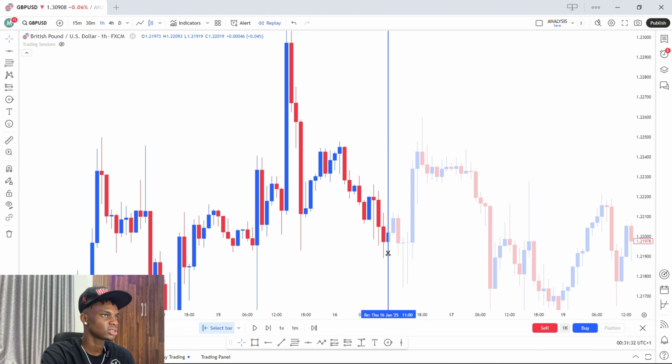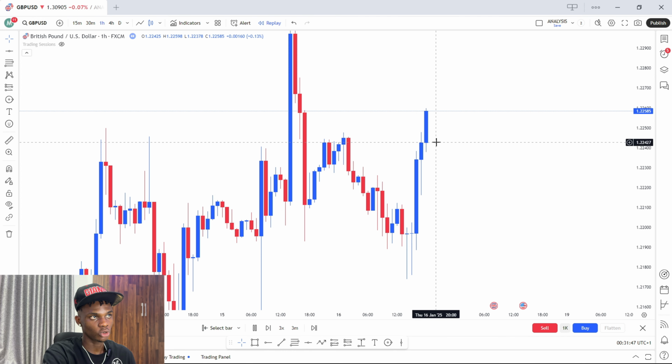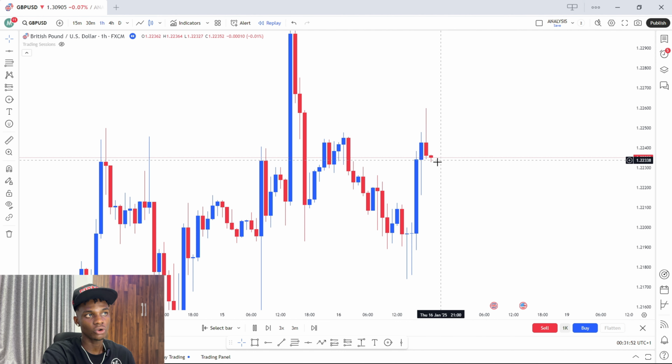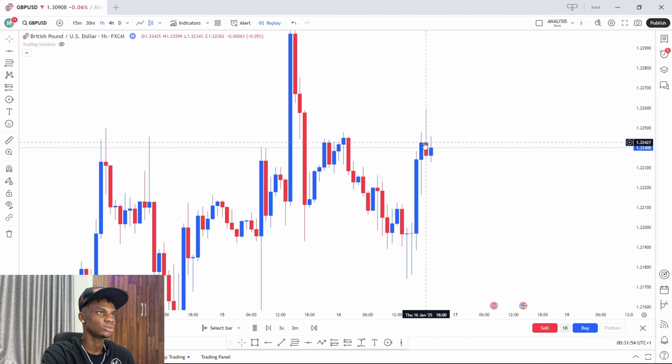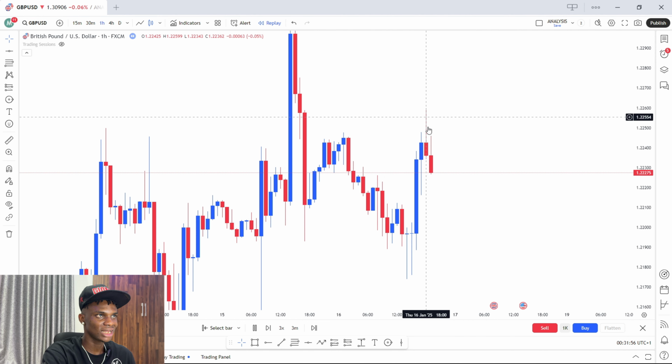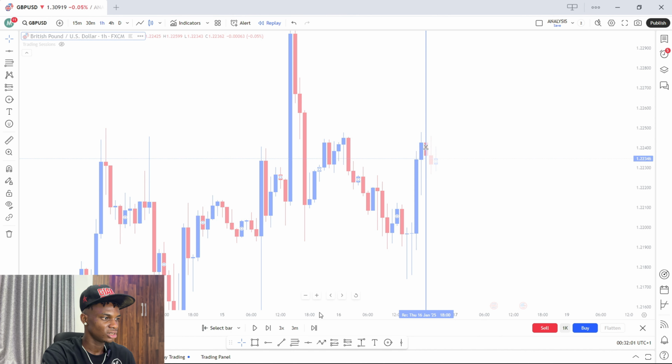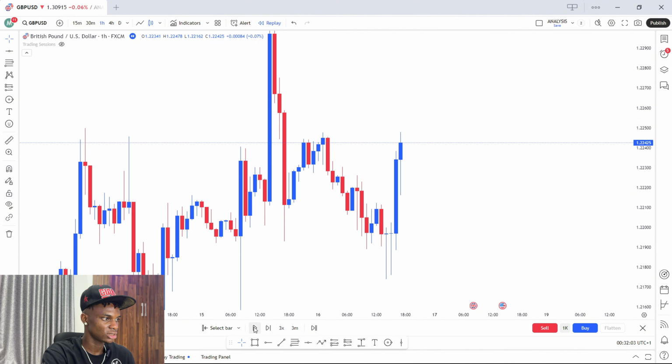If I replay this candle for you, you can see it was once a bullish candle. They ended up closing as a bearish candle. All this means there was sellers' presence in the market. Sellers took over from buyers at this point. Let's go again. Look at it.